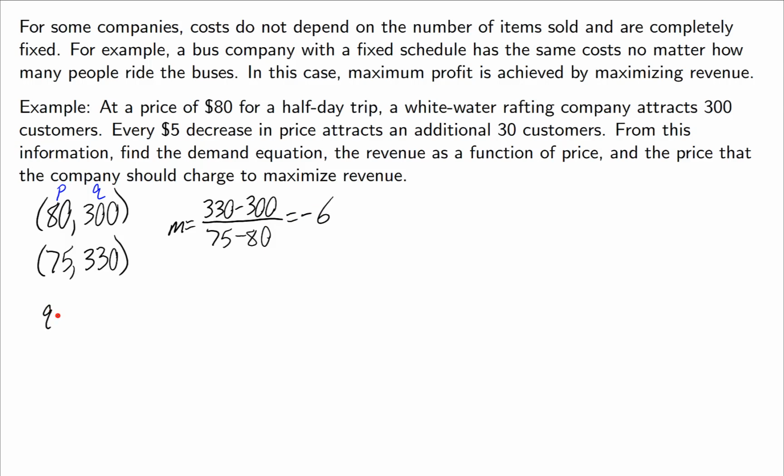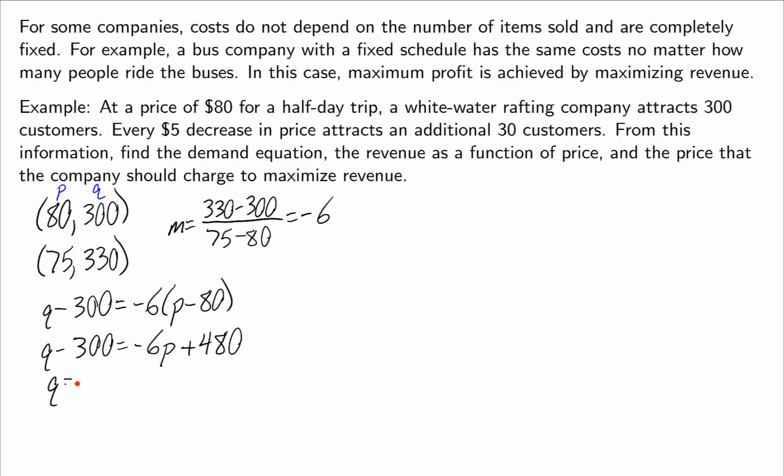Now we can use our Q minus, you can pick, I'll use the 300 though. Q minus 300 is negative 6 times P minus 80. That gives us Q minus 300 is negative 6P plus 480. And then adding the 300, I get Q equals negative 6P plus 780. That is our demand function.